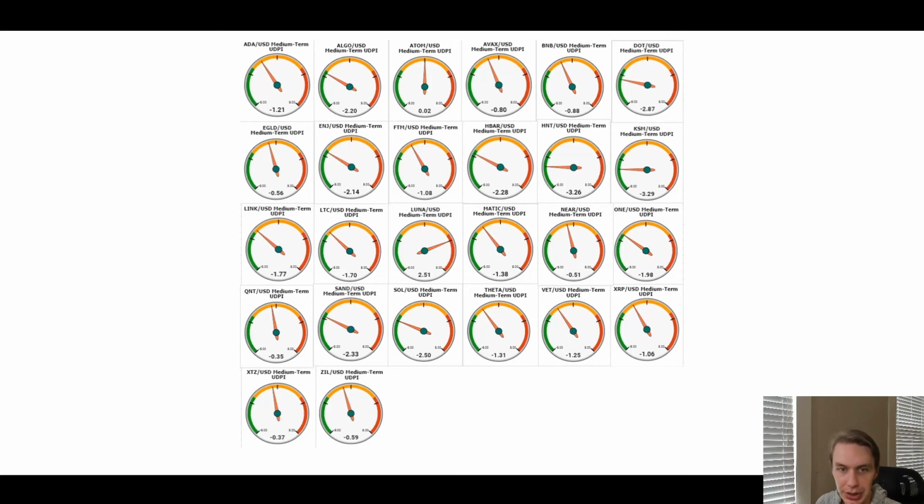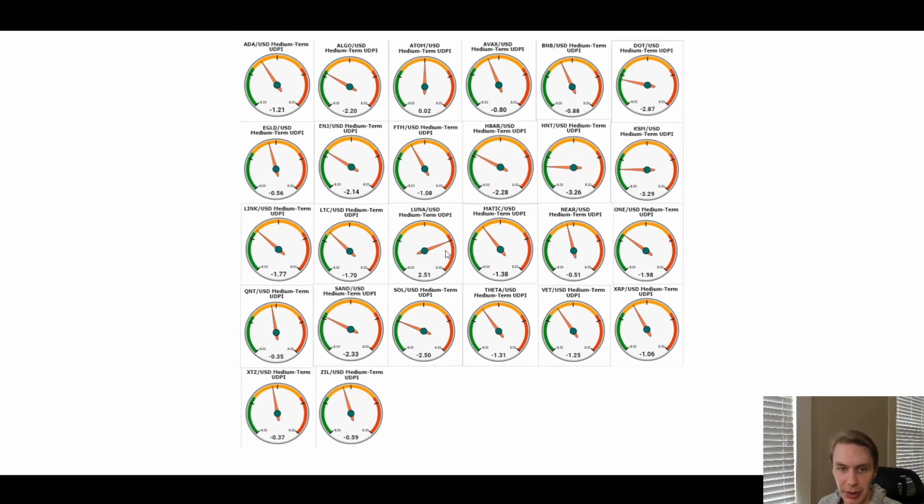So in the medium term, we're again seeing a similar story. Things have plenty of room to move to the upside in the medium term if conditions allow. Luna actually has moved on its own, separated itself from the market. And you'll see it's sitting way up here at 2.51, which is quite an outlier.